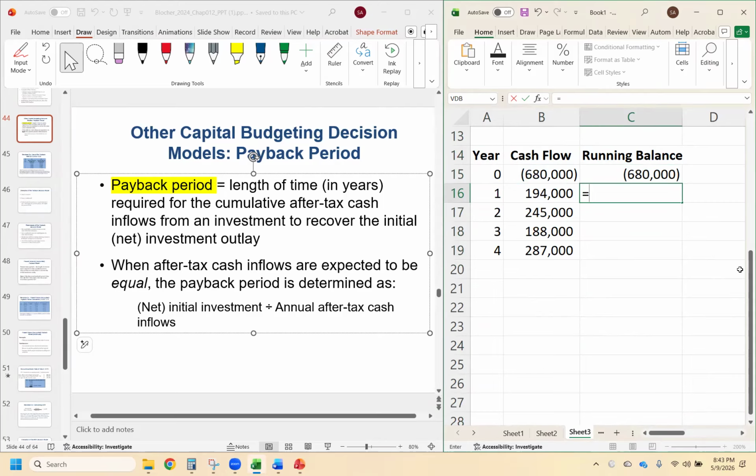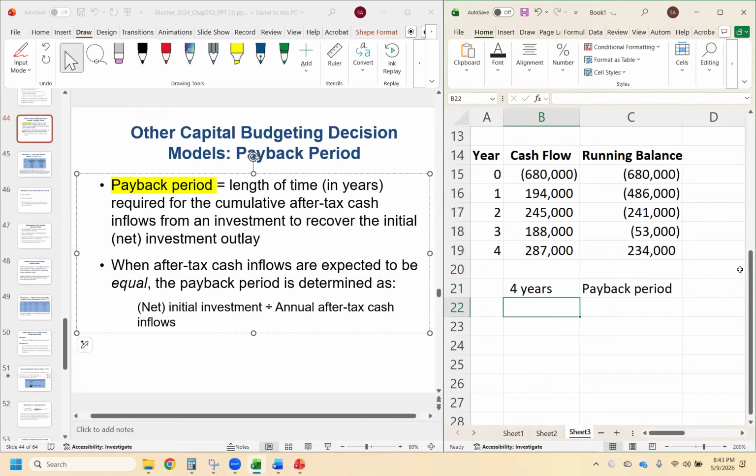So when we start, we're 680 in the hole. And then at the end of year one, we'll get 194 of that back. So we're still 486 in the hole. And then we'll get 245 at the end of year two, almost there. End of year three, we've only got to make up 53,000, and there we go. So it's 3 and a little bit. So whichever year it turns positive, that's your payback period. So in this problem, the payback period is 4 years. So pretty easy.